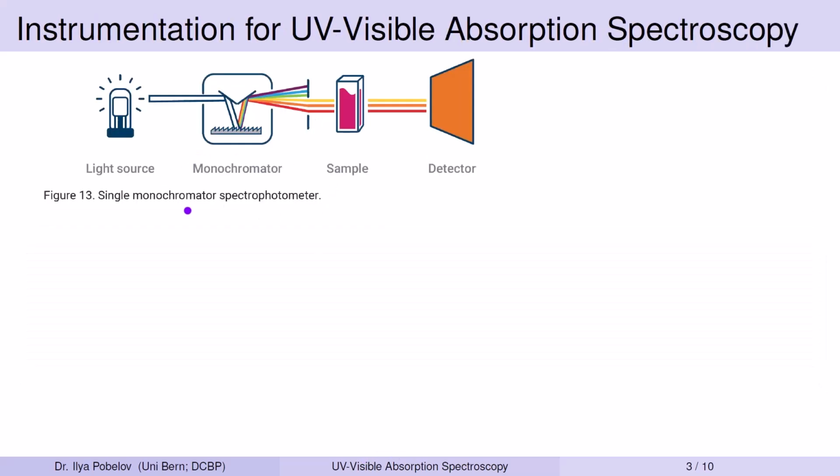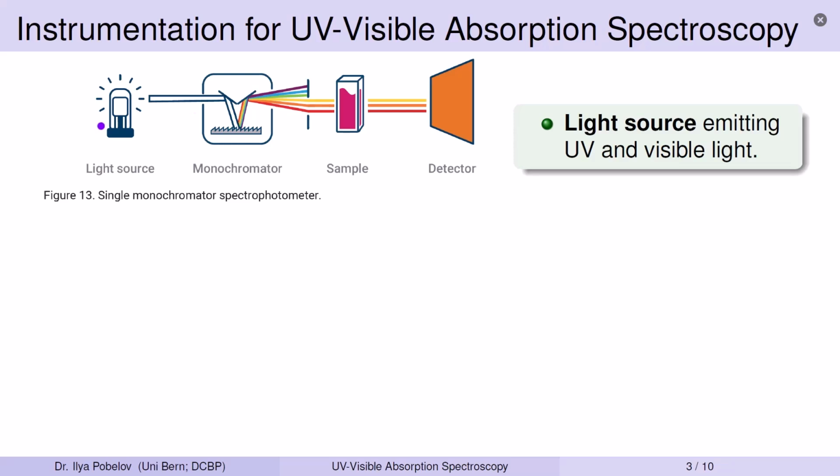This figure shows the primary components of a typical UV-vis spectrophotometer. First, we have the light source. Commonly, deuterium lamps are used for the ultraviolet region, while tungsten halogen lamps are preferred for the visible region. Together, they emit a broad spectrum of light, covering both the UV and visible ranges.